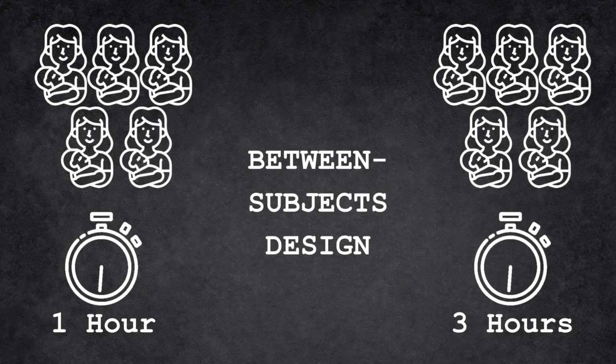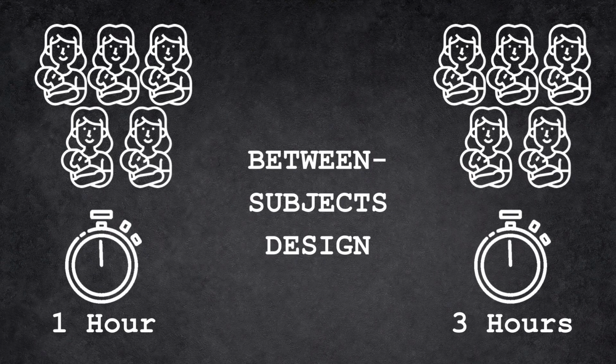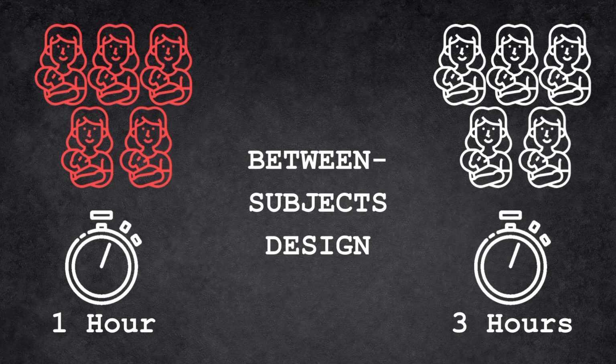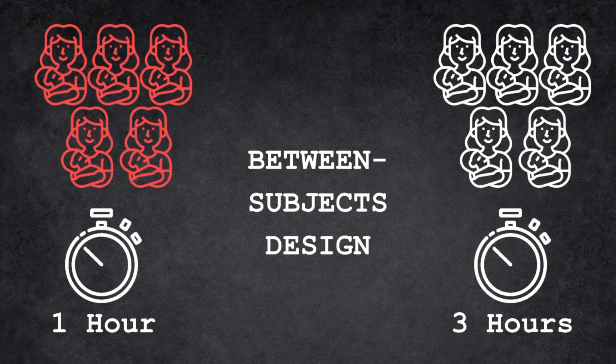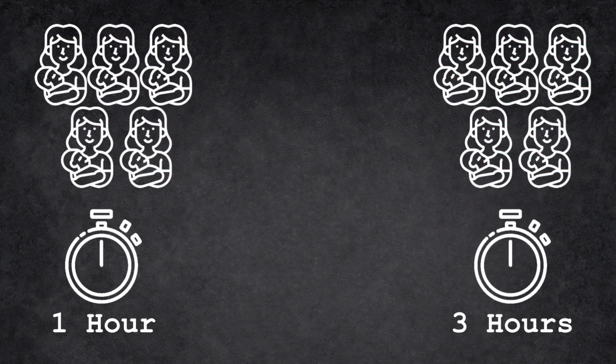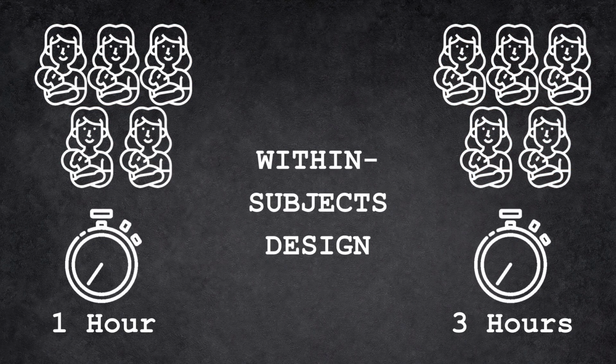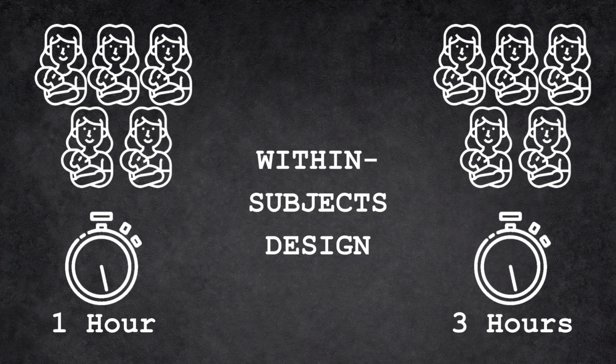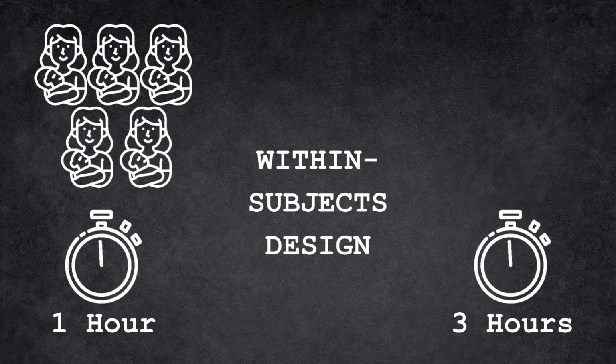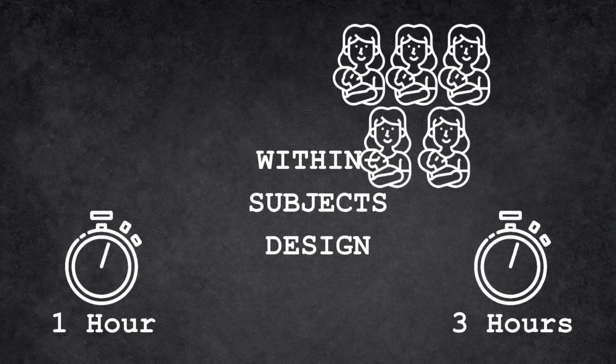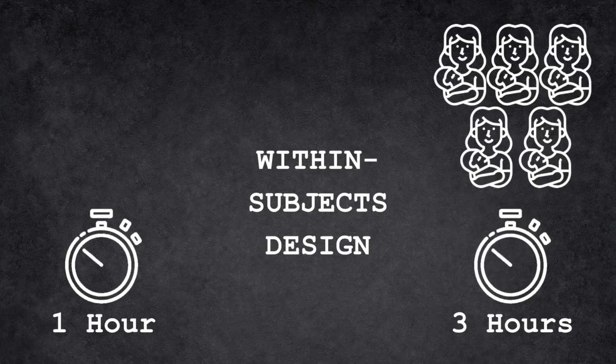There are two common study structures here. In between subjects designs, different people get different conditions. For example, one group of infants will get 1 hour of skin-to-skin contact, and another group will get 3 hours. In within subject designs, also called repeated measures, the same people experience multiple conditions. For example, all babies will get 1 hour of skin-to-skin contact on one day and will get 3 hours on another day. Each approach has strengths and trade-offs.